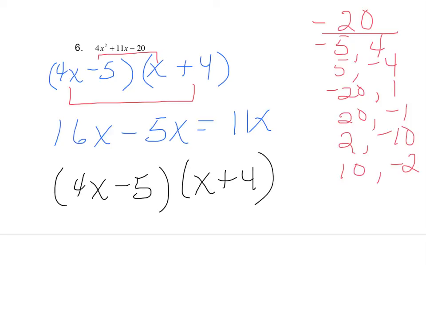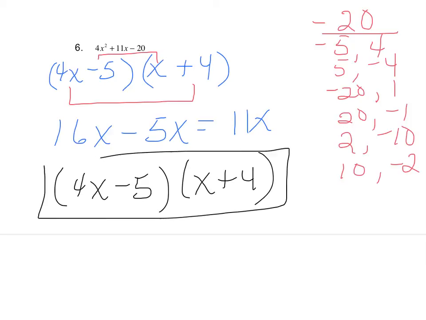Now, will you always get it on the first try? No. This just happened to be a lucky problem for me. So let's review. Because 4x squared can be either written as 4x times x, or we could have written it as 2x and 2x. Okay? We're just going to have to be careful on how we start and what we do. And I got lucky because putting negative 5 and a positive 4 there worked out for me.